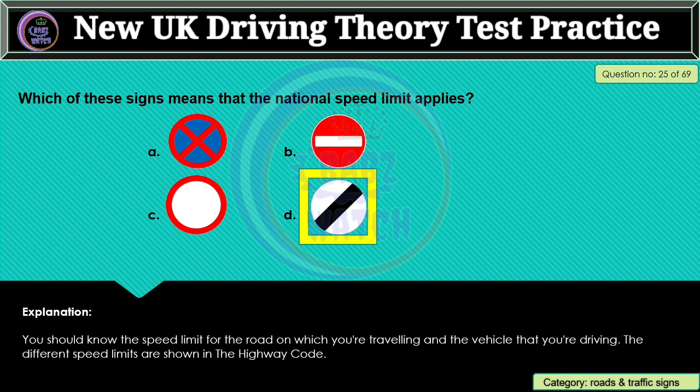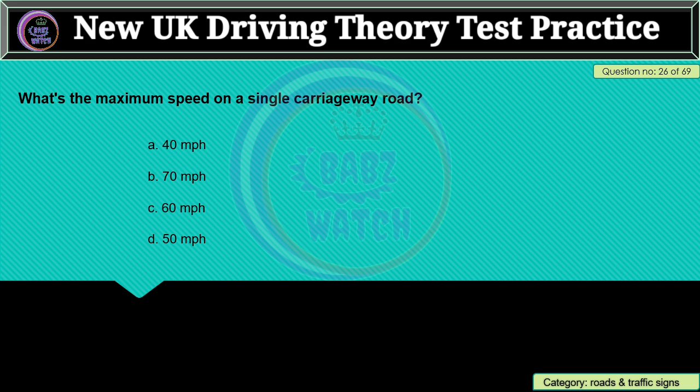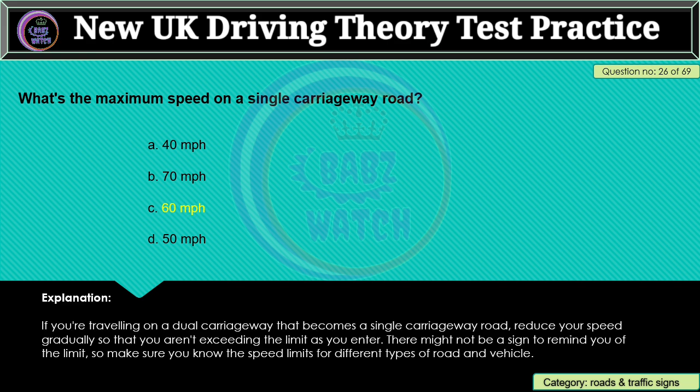Question 26 of 69. What's the maximum speed on a single carriageway road? A. 40 miles per hour. B. 70 miles per hour. C. 60 miles per hour. D. 50 miles per hour. The correct answer is C. 60 miles per hour.